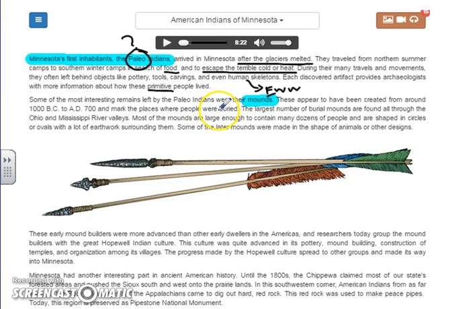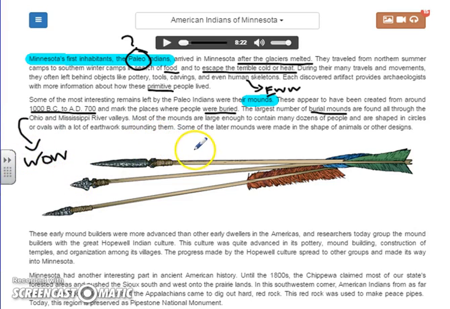And then now that I highlighted the word mounds, I'm going to find some details that talk about these mounds. So it says created from around 10,000 BC to AD 700. And they mark the places where people were buried. The largest number of burial mounds, so they're calling them burial mounds, were found all through the Ohio and Mississippi River valleys. Wow, that's a lot of area. Maybe that's going to be a comment that I want to make. Wow. Okay, I'm writing in the gloss.